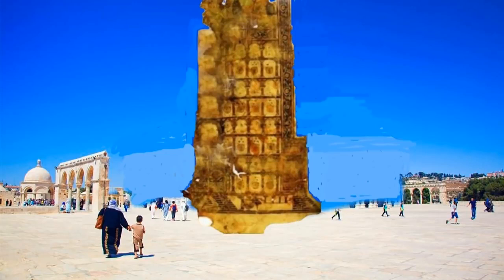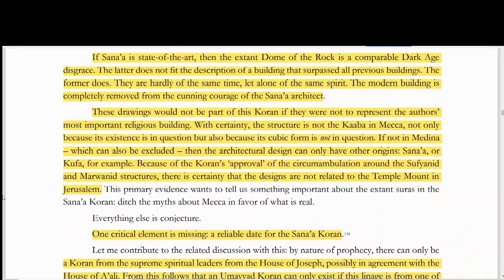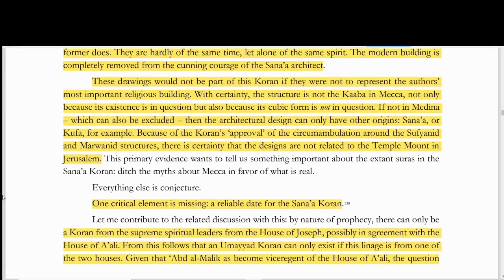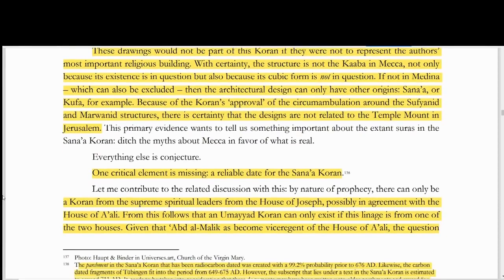Did AJ Deus mean to say there is certainty that the designs are not related to the Temple Mount in Jerusalem? I would have thought, given the logic of his argument, that actually he meant to say they are related to the Temple Mount in Jerusalem. Surely that's what he meant. I wonder, has he made a typo there? I think it's hard to imagine that he was not mentioning Jerusalem there.